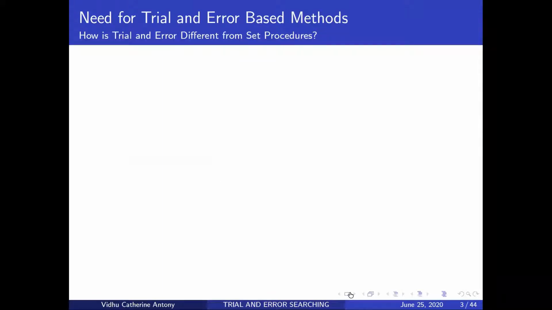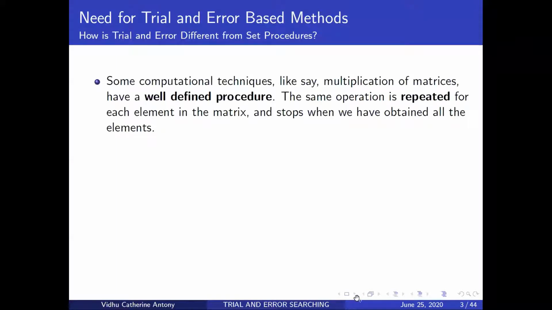Okay, so I'm going on to why we need these trial and error based methods. So when we compute any matrix, say we want to multiply two matrices, say we want to compute the product of these two matrices, we have a definite value that we're going to get in the end. So there is a definite procedure, a set procedure, to multiply the two matrices.